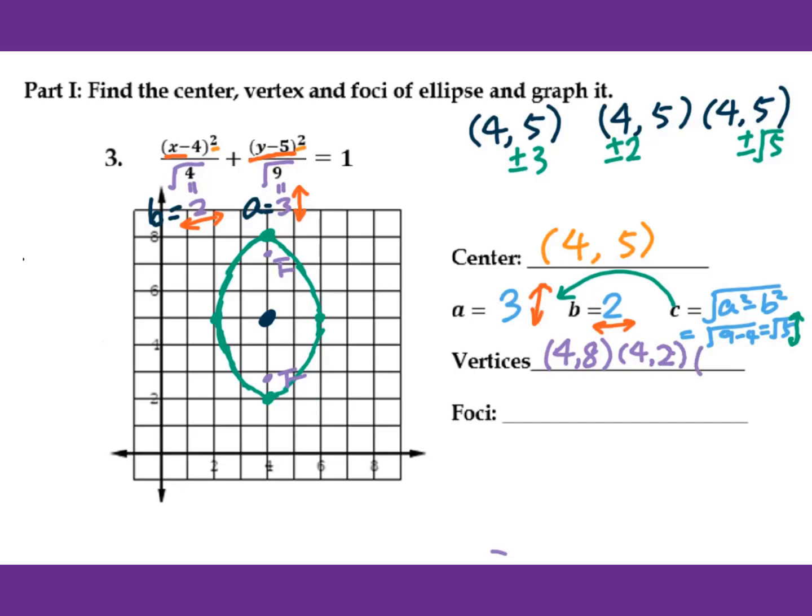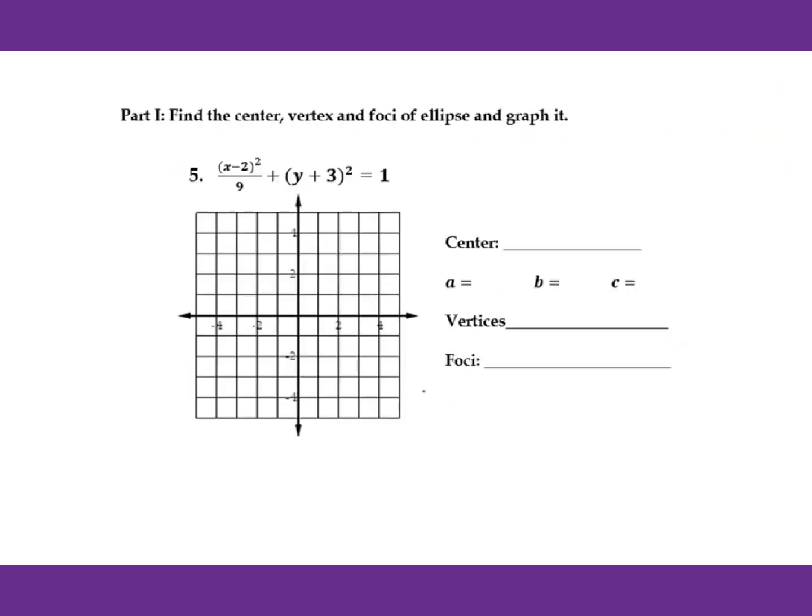4 plus 2 is 6, so 6, 5. 4 minus 2 is 2, so 2, 5. That's all vertices. For foci, since you have square root of 5, 5 plus the square root of 5, you cannot do anything. That's why just write down 4, 5 plus or minus square root of 5. That's your foci.